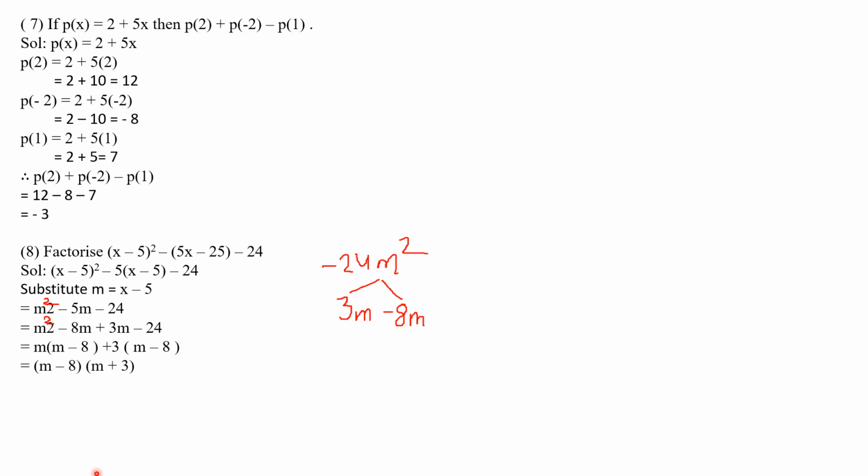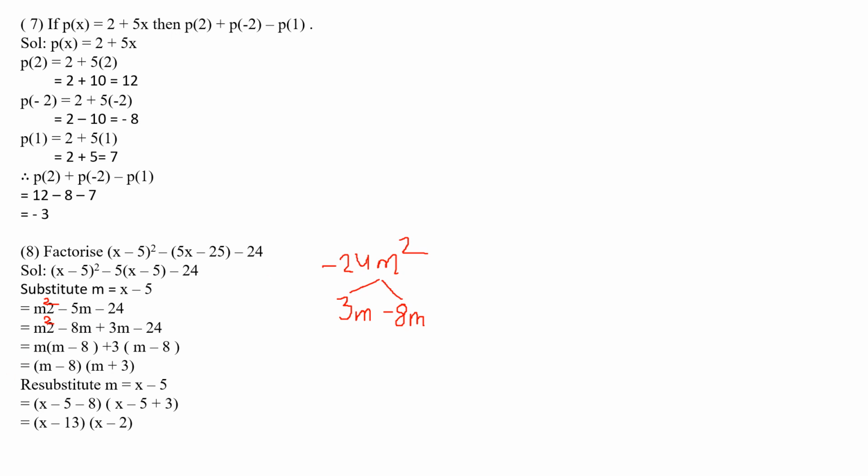Now students, we have to resubstitute again. We already got the factors now, but our question was with variable x. So let's resubstitute m is equal to x minus 5. So in place of this m, I'll write down x minus 5, then minus 8 as it is. Now m plus 3, so x minus 5 plus 3. Now solving this, you'll get x minus 13 and x minus 2. So these are the factors of the given polynomial.